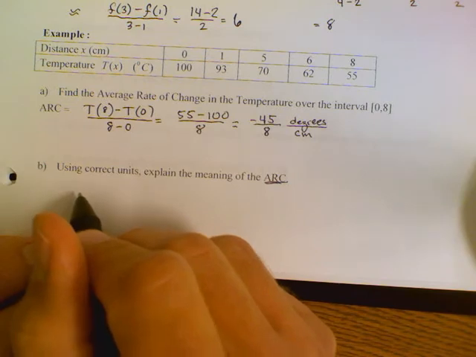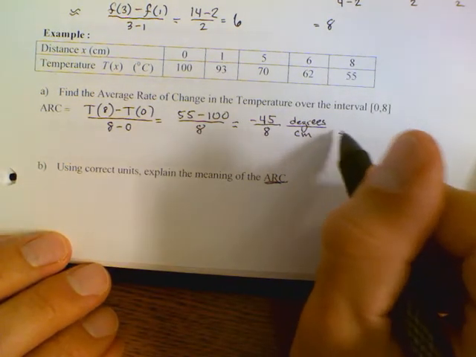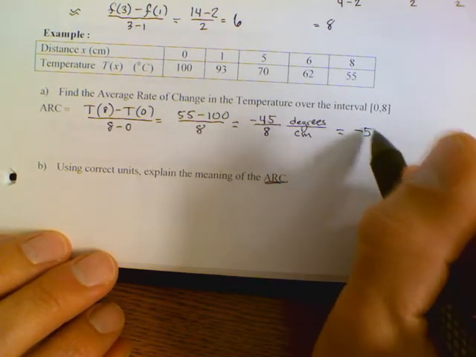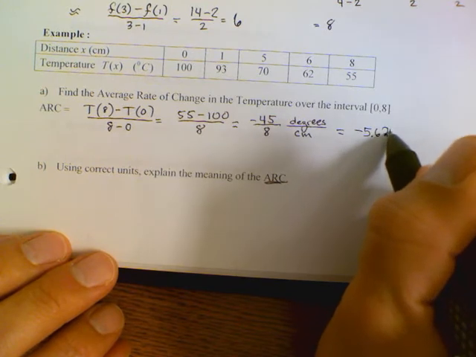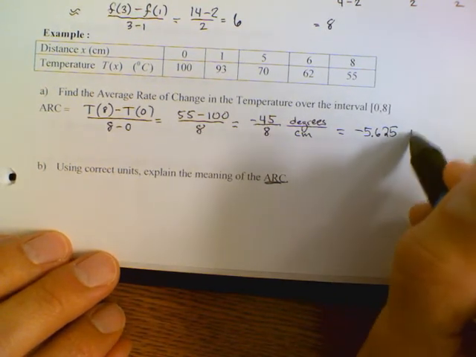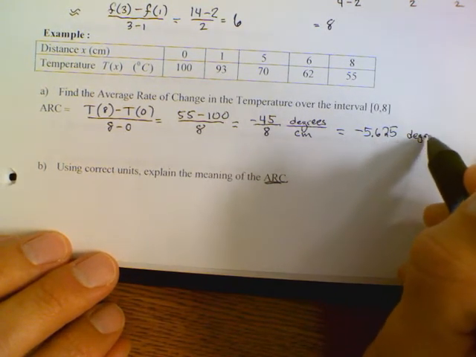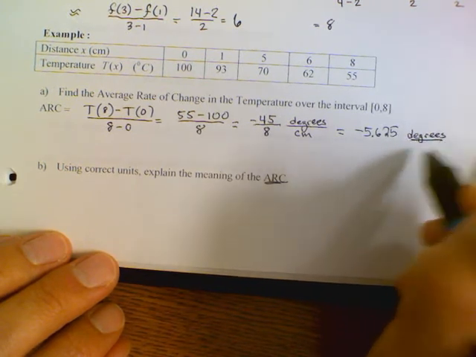Okay, so basically I'm getting negative 5.625, and it is degrees per centimeter.